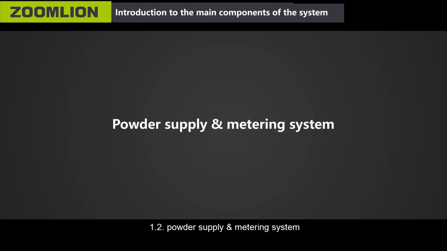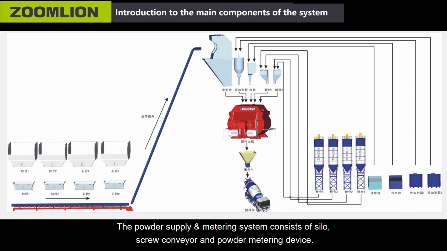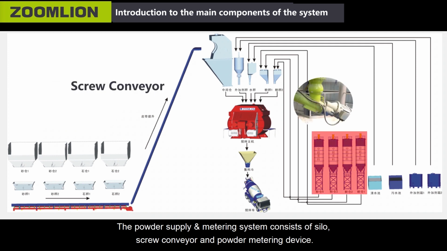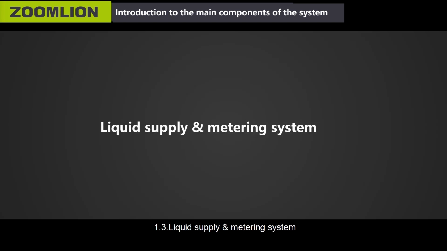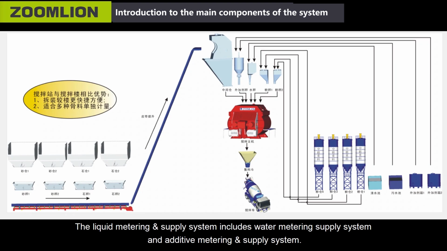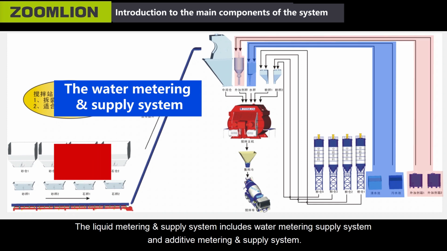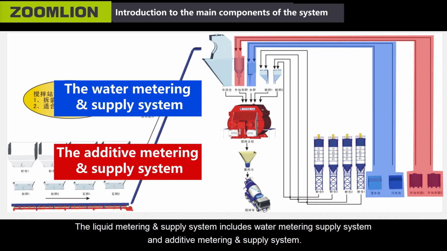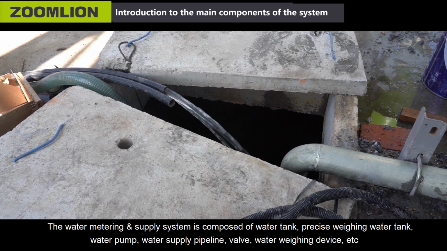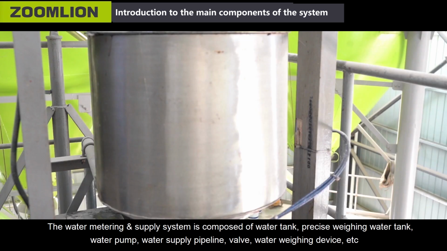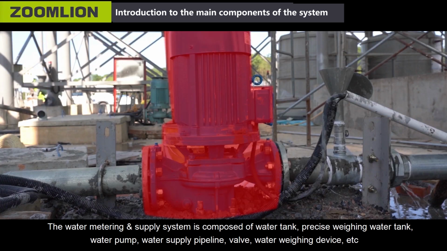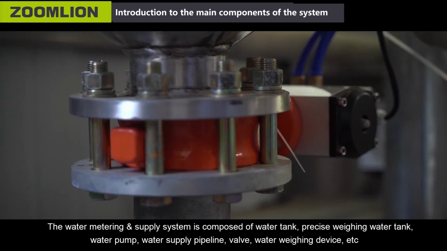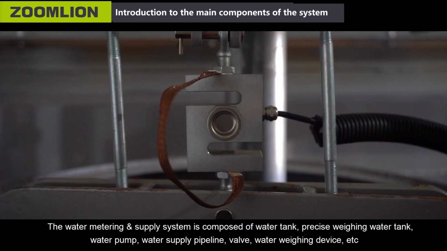1.2 Powder supply and metering system. The powder supply and metering system consists of silo, screw conveyor, and powder metering device. 1.3 Liquid supply and metering system. The liquid metering and supply system includes water metering supply system and additive metering and supply system. The water metering and supply system is composed of water tank, precise weighing water tank, water pump, water supply pipeline, valve, water weighing device, etc.